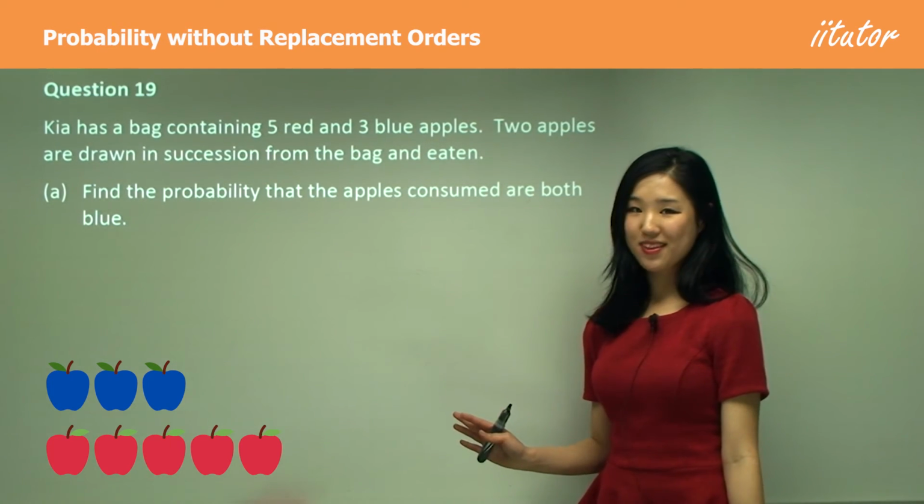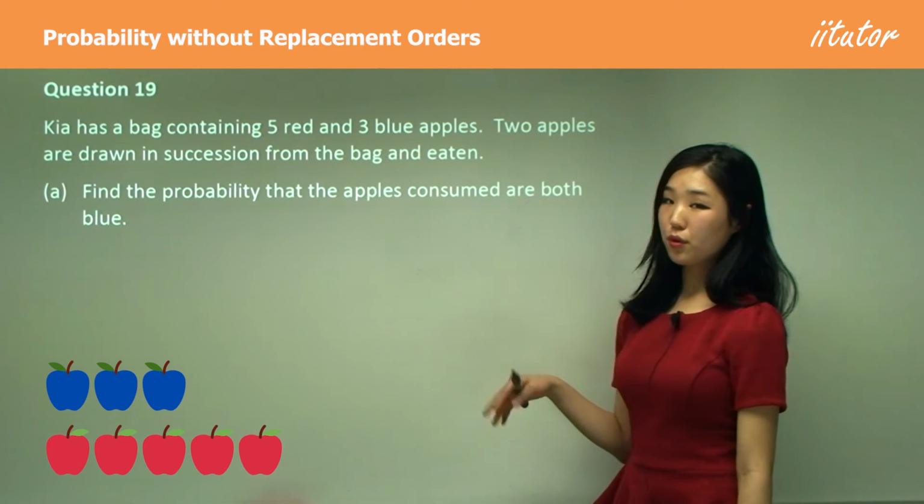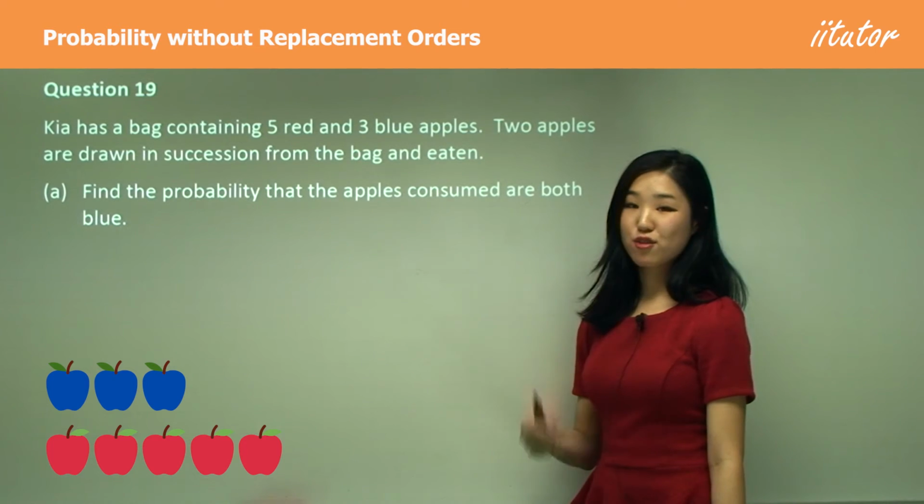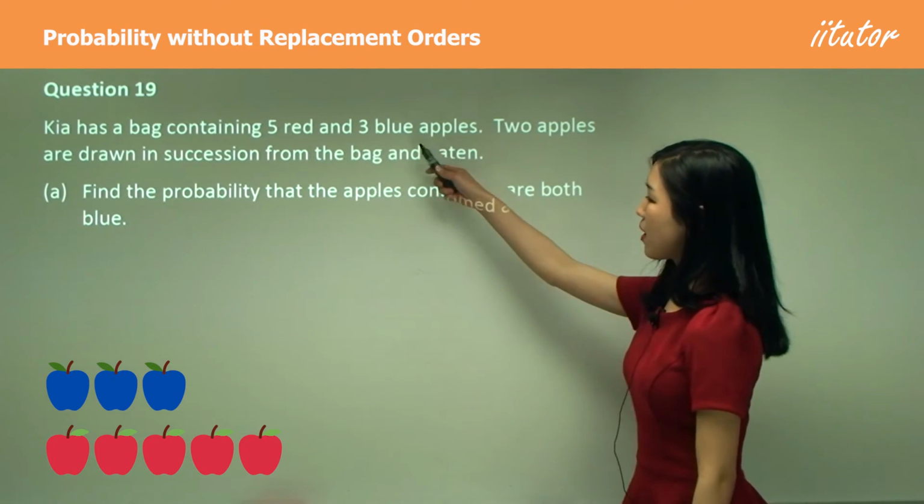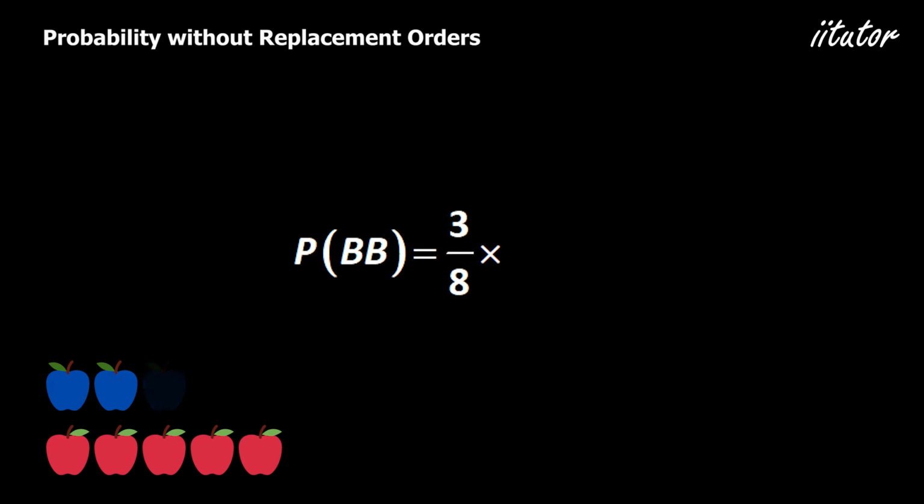There's no replacement in this question. Find the probability that the apples consumed are both blue. So find the probability that we pick 2 blue apples. So there's 3 blue out of 8 in total. So 3 out of 8 times 1 less on top and bottom, which is 2 on 7.